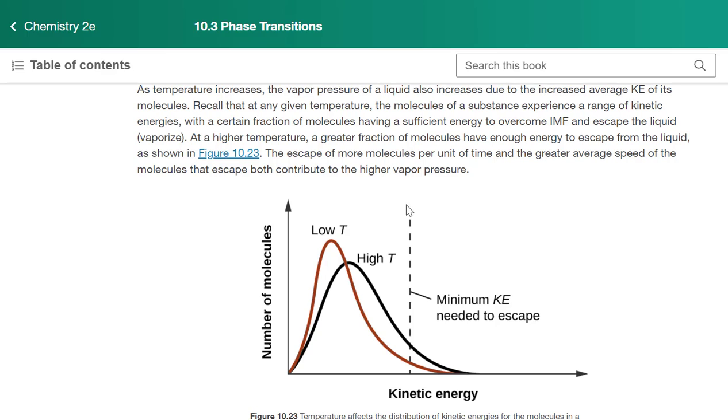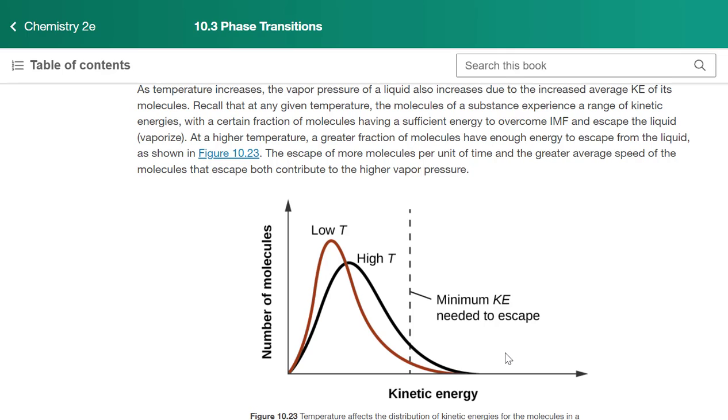And then we have this point right here. This point is the minimum kinetic energy needed to escape. What that means is that the molecule is escaping the liquid phase and becoming a gas. So when you get above this point, the molecules enter the gas phase. And the difference between low temperature and high temperature here is that at a higher temperature, a greater number of those molecules can escape the liquid to go into the gas phase.